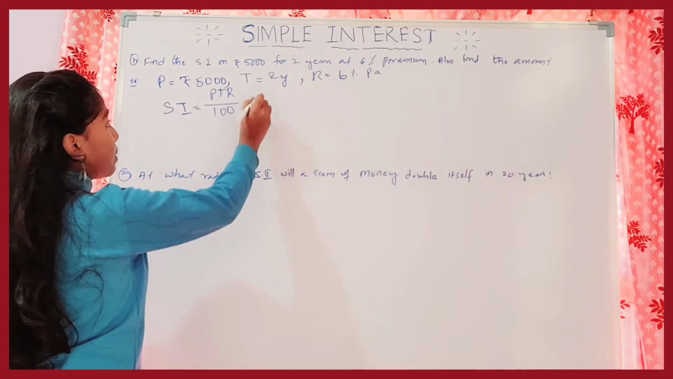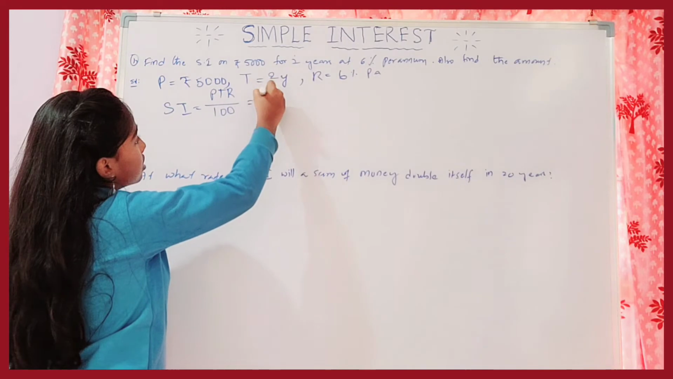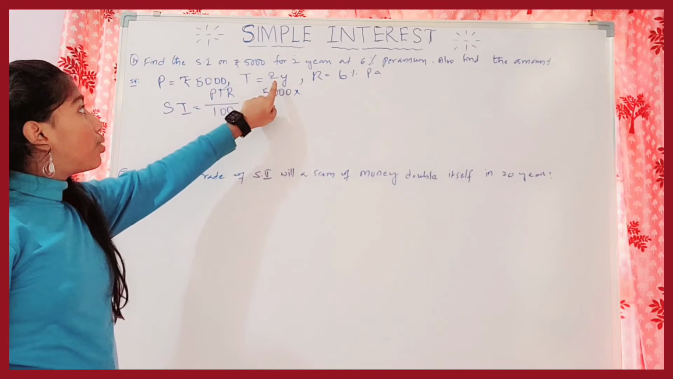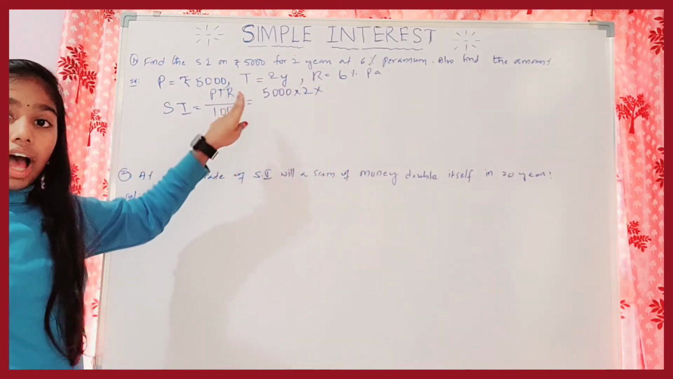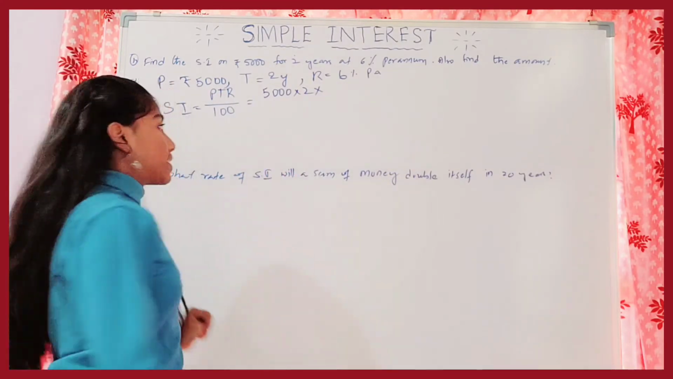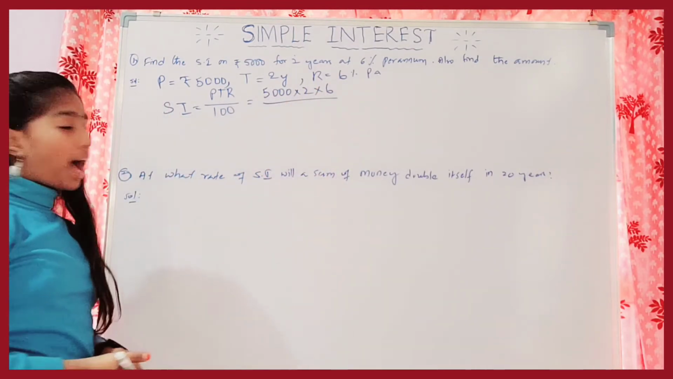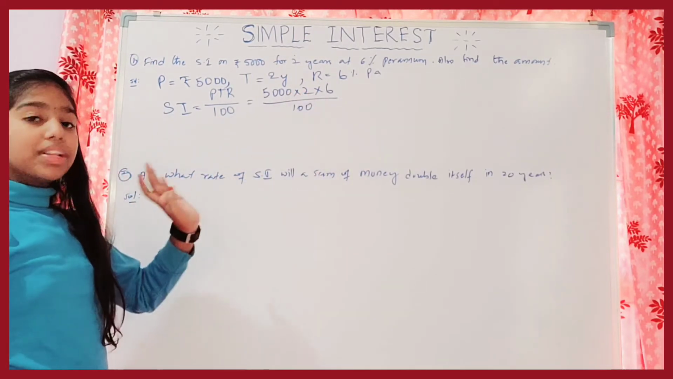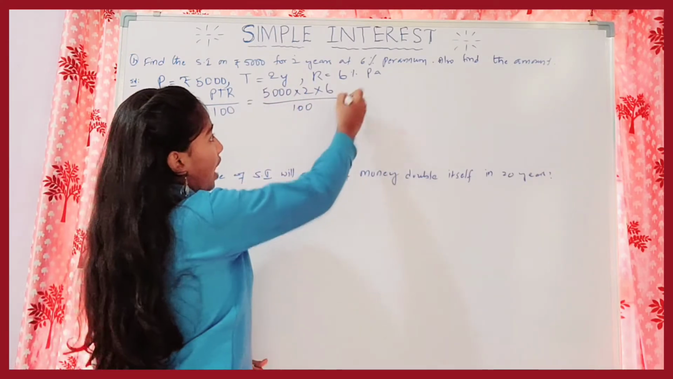Now we know the principal, that is 5,000. 5,000 into time, T is 2 years, so write 2, into R. R means rate, we already know the rate, that is 6%, so write 6. That is 5,000 into 2 into 6 by, here we have 100, so write 100. So 5,000 into 2 into 6 by 100. Now we have to cancel it.